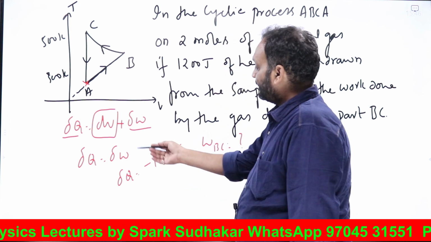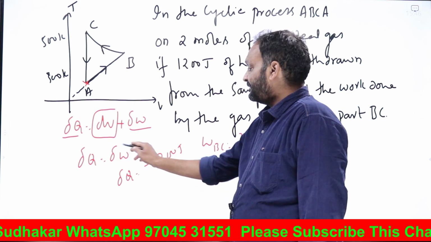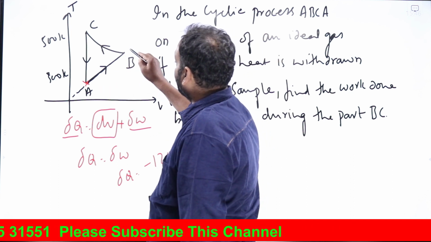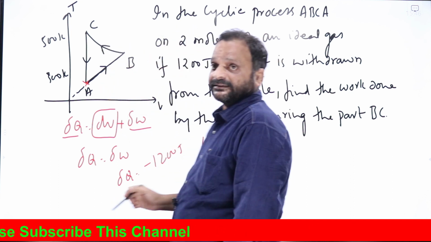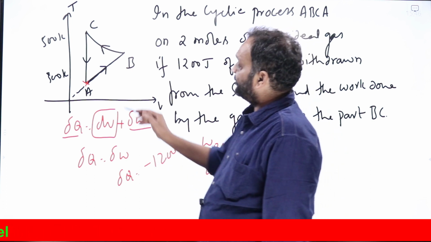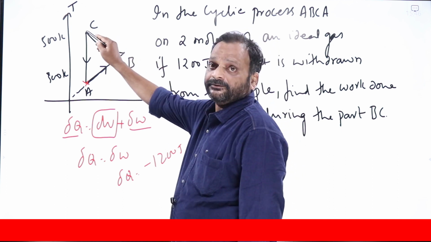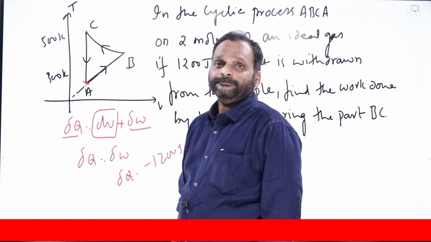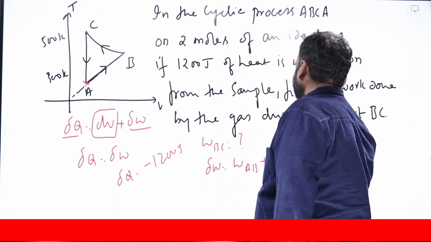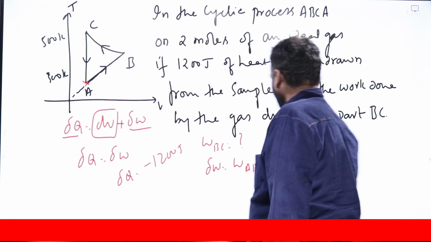Now total work done: delta Q equals delta W, that is, minus 1200 joules is equal to delta W. What is delta W? Work done in going from A to B, from B to C, and from C to A. I'll split delta W into three parts: work done in going from A to B, work done in going from B to C, and work done in going from C to A. That is W_AB plus W_BC plus W_CA.